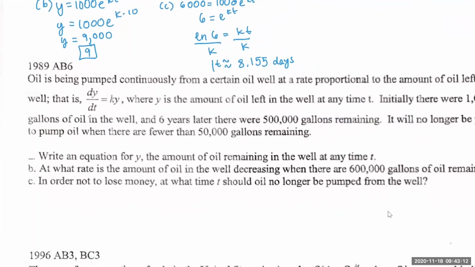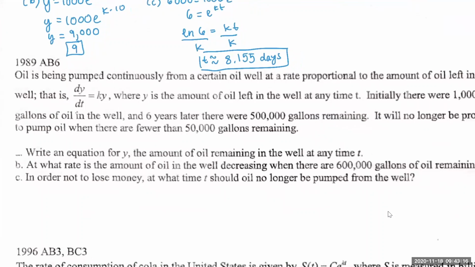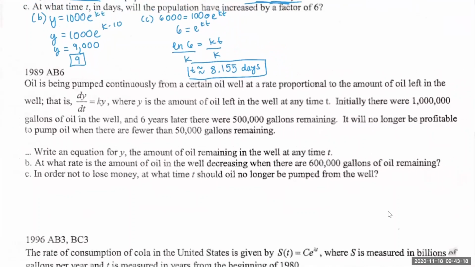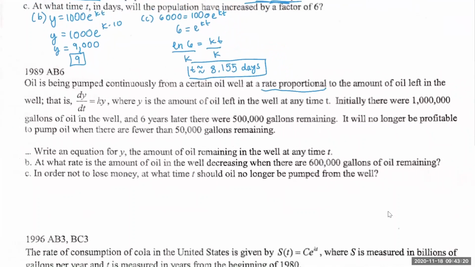The next question is going to give you oil being pumped continuously from a certain oil well at a rate proportional to the amount of oil left. So again, here, rate proportional. They give you this differential equation. And then they say initially there was 1 million gallons of oil in the well, and 6 years later, there's 500,000 left. So kind of like almost a decay problem. It will no longer be profitable to pump oil when there's fewer than 50,000 gallons remaining. So for A, they just simply want you to write a model for that.